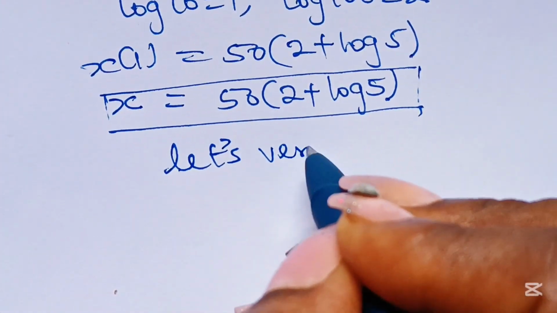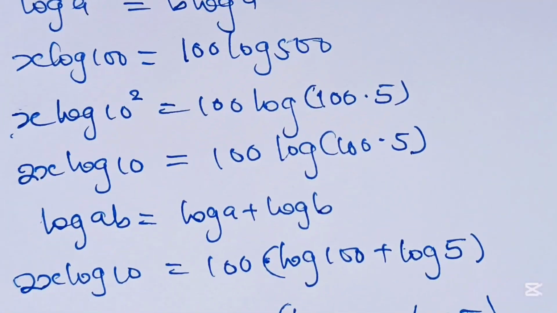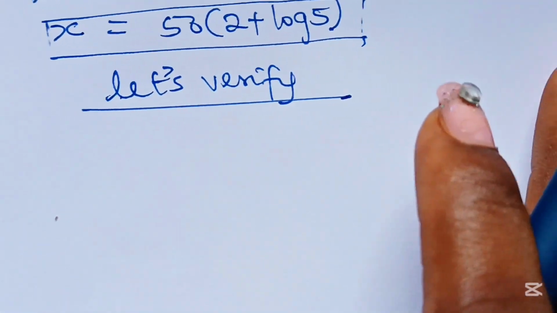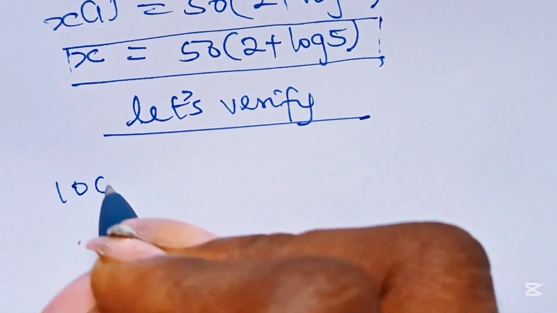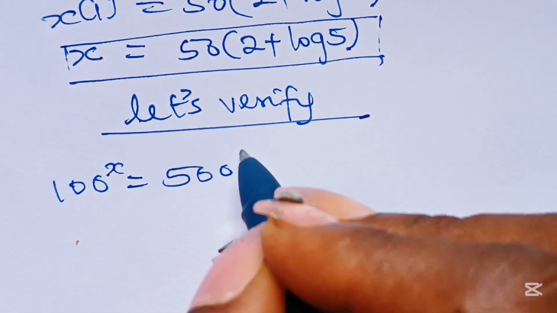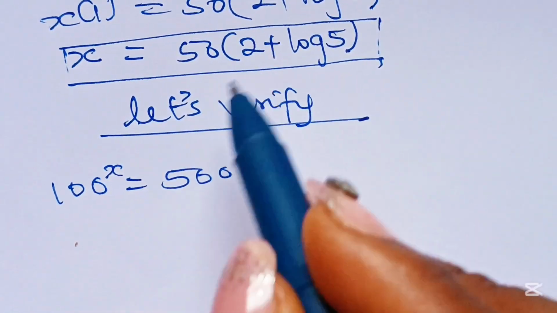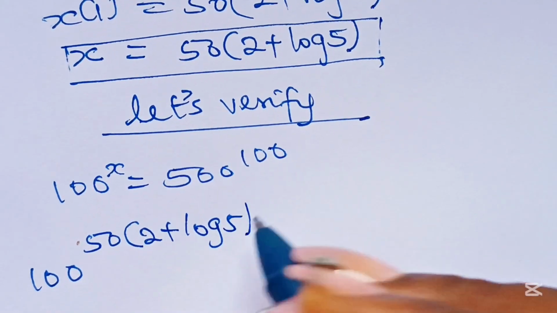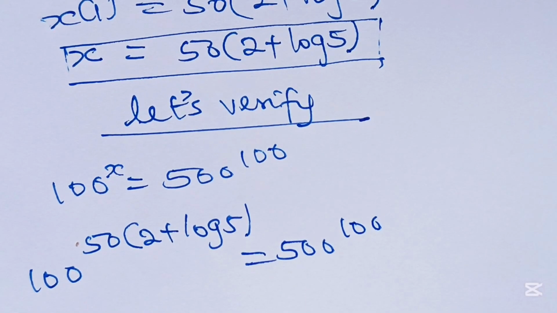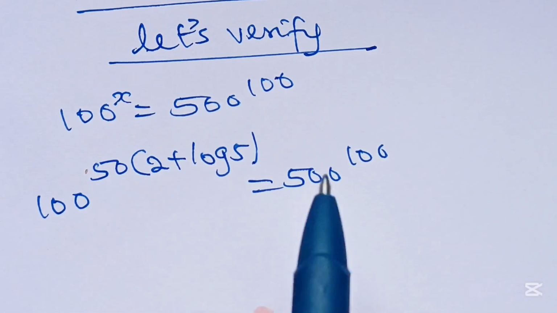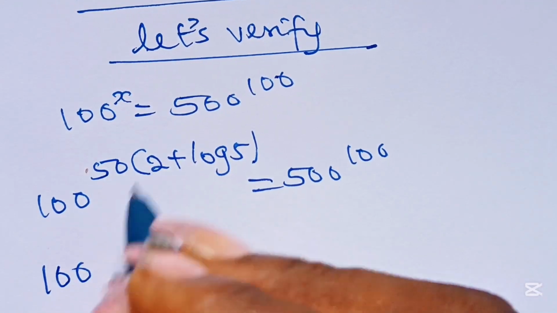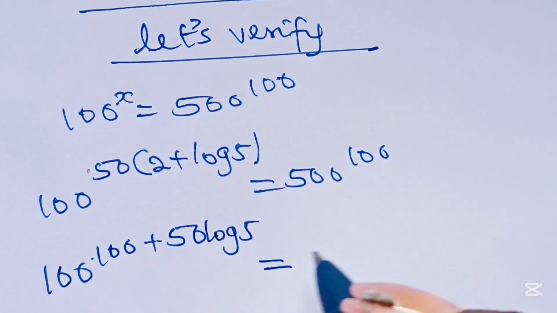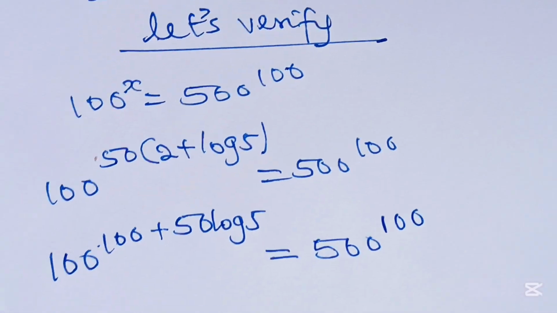So let us verify. The question says that 100 to the power of x is equal to 500 to the power of 100, okay? So we'll write that 100 to the power of x is equal to 500 to the power of 100. Now our x is this, so we substitute: 100 to the power of 50 brackets 2 plus log 5 is equal to 500 to the power of 100. Now let's open this bracket. So we have 100 to the power of 50 times 2 will give us 100, plus 50 times log 5 is 50 log 5, is equal to 500 to the power of 100.